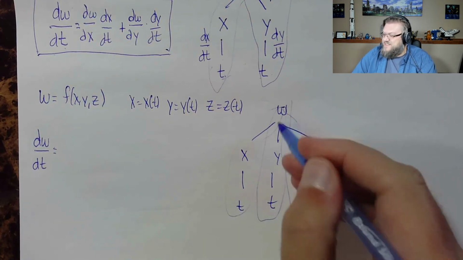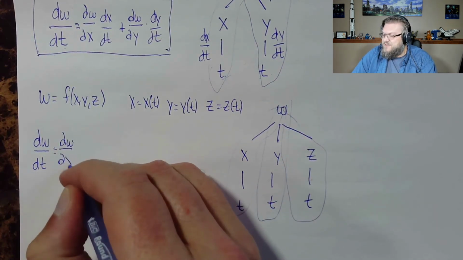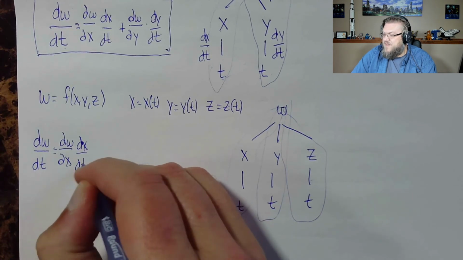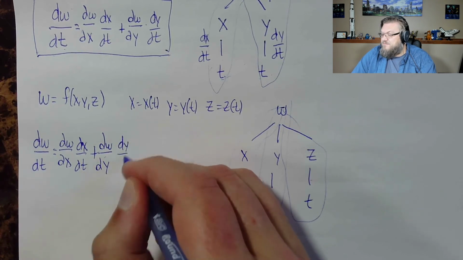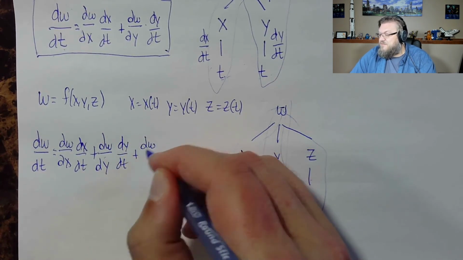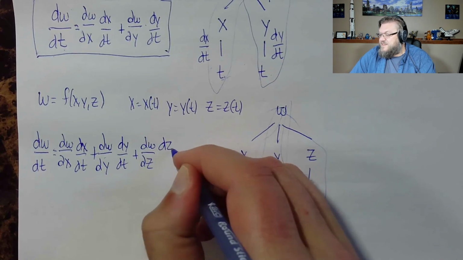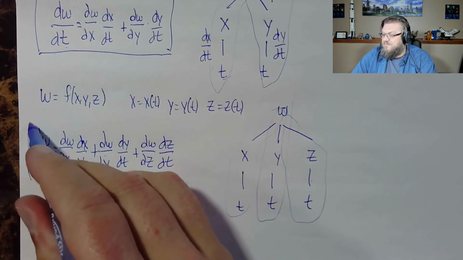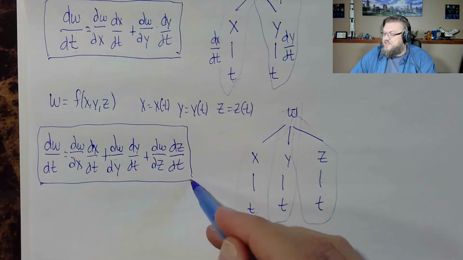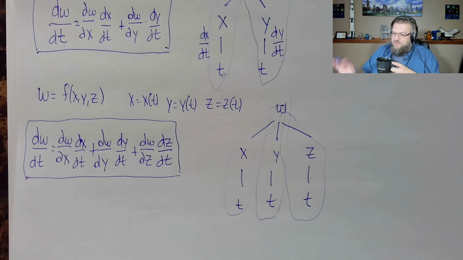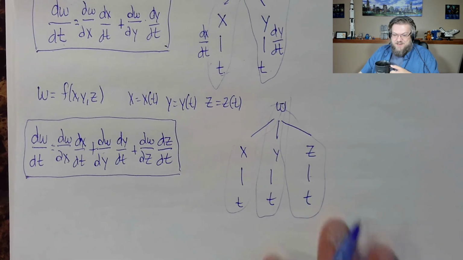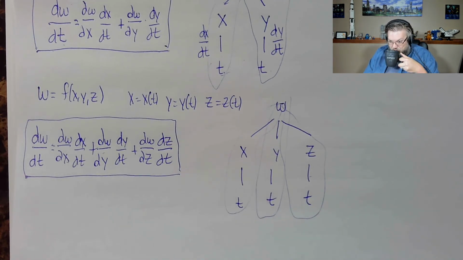The chain rule would say that it's partial w with respect to x times dx dt, plus partial w with respect to y times dy dt, plus partial of w with respect to z times dz dt. So yeah, the chain rule gets a little bit more complicated in higher dimensions, doesn't it? Most definitely. But it's really kind of easy to put down the pattern, right? Because it's a tree diagram and you just do that same pattern, right?